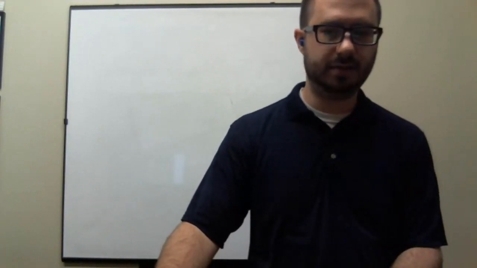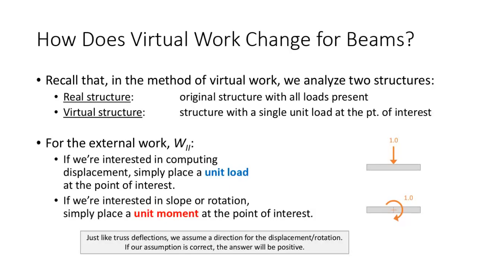So if we're interested in computing displacement, place a unit load. If we're interested in slope or rotation, place a unit moment. I'll tell you right now that there are a couple of terms that I'm going to use interchangeably, and that the book may use interchangeably. If you're talking about beam deformations, slopes and rotations mean the same thing, and displacements and deflections often mean the same thing. So if I ever use those terms interchangeably, that's what I mean.